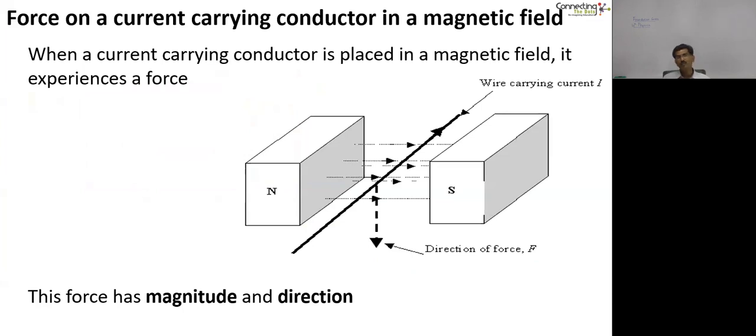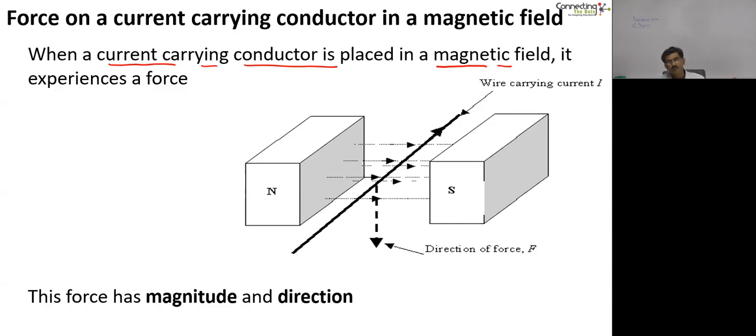So we have established now that a current carrying conductor means that the conductor itself is a magnet. It has been converted into a temporary electromagnet. When it is placed in a magnetic field, the current carrying conductor experiences a force.